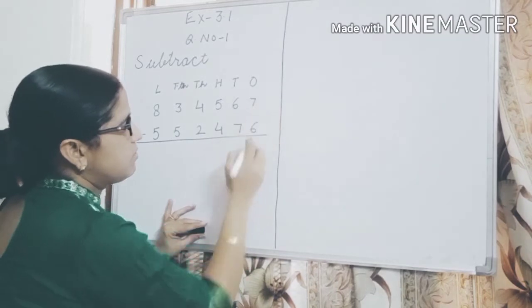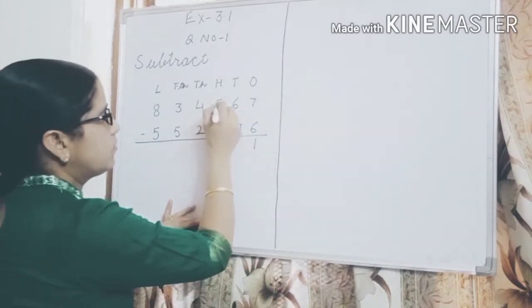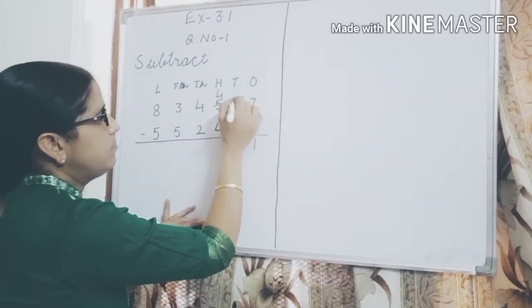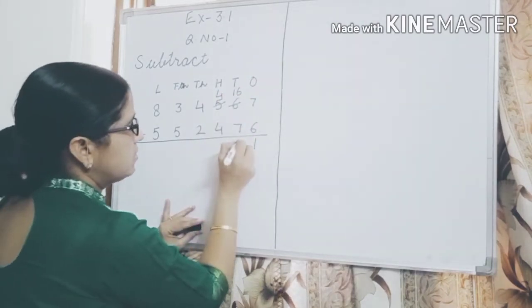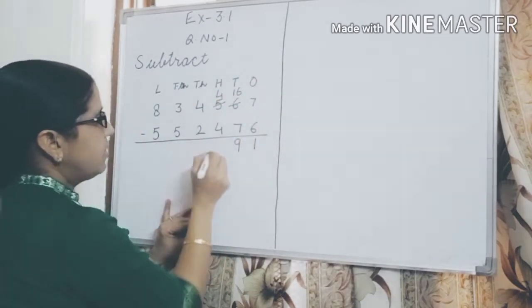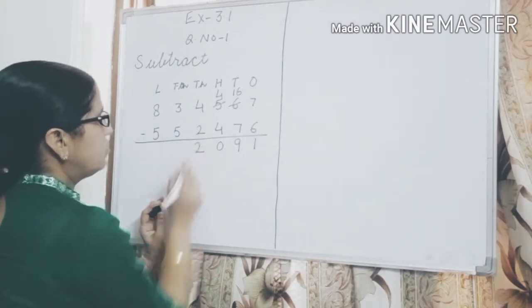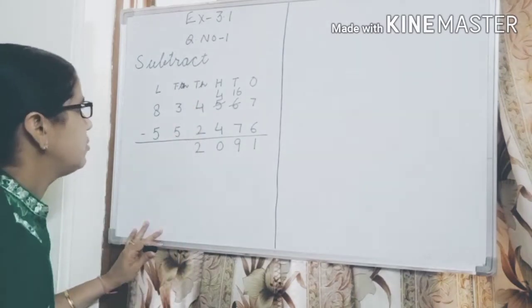7 minus 6, 1. 6 minus 7, not possible. Take a borrow from this 5, then 4 is left and it will become 16. 16 minus 7, 9. 4 minus 4, 0. 4 minus 2, 2. Now you will see here 3 minus 5, it is not possible.